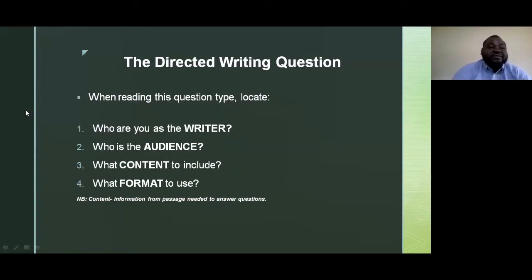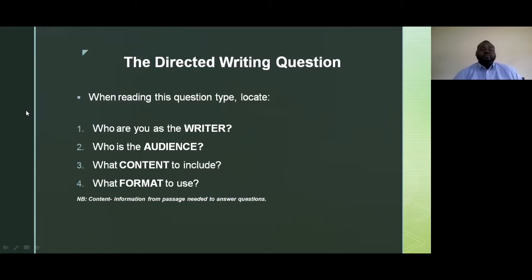Because it is a directed writing question, they want you to write in a specific mode. They want you to pretend to be a specific person, and they want your answer to have a specific purpose. And so therefore, it is very important for you to locate, when reading a directed writing question, who you are as the writer. You should also determine who is your audience, because that determines the way that your information is phrased and crafted, and also what should be the purpose of your response.